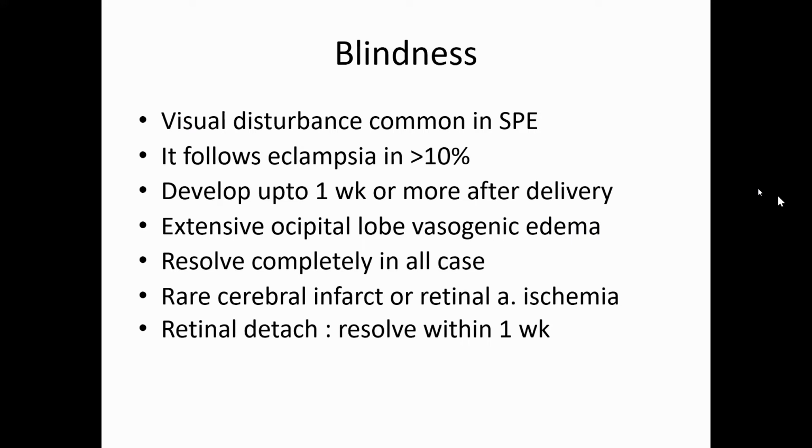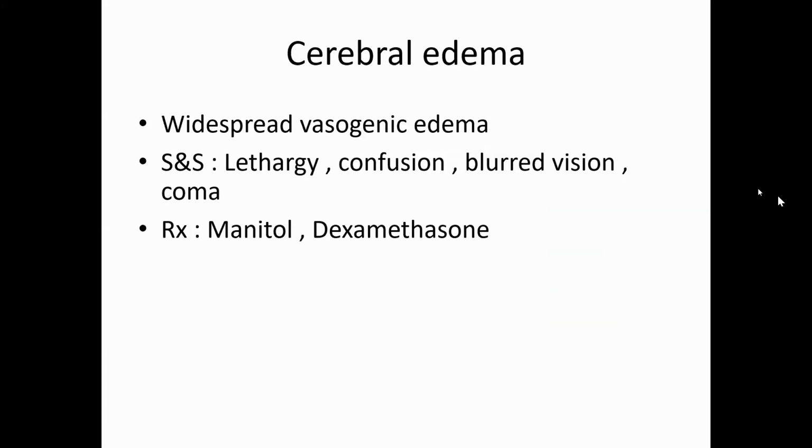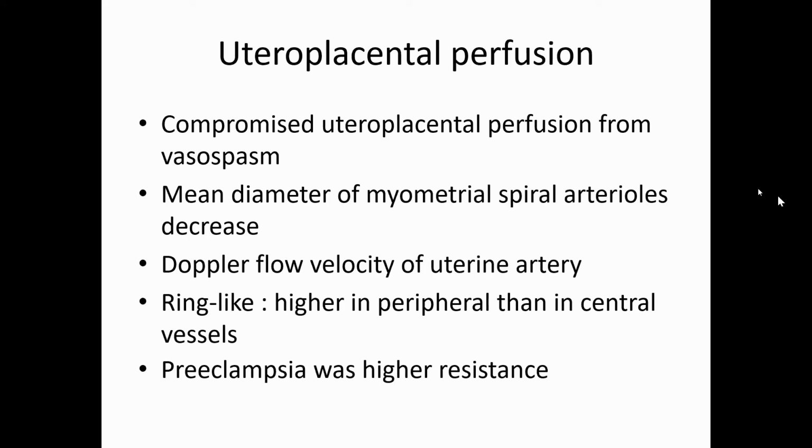So blindness is at times very common in case of uncontrolled hypertension during pregnancy, but the good part of this is usually it resolves within a week. So if the patient develops widespread vasogenic edema, the patient will have lethargy, may be confused, will have blurred vision, and many times we encounter the patient in coma, and the treatment will be mannitol and steroids, dexamethasone.